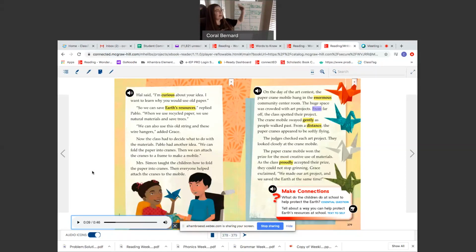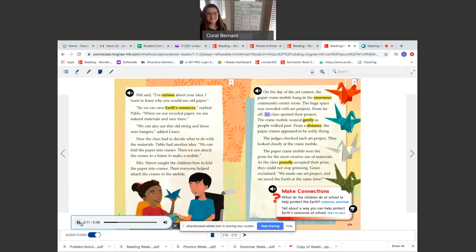Curious, I want to learn more. Earth resources, natural things that the earth gives. Rarely, not often, not a lot. Supply, a collection of materials. Enormous, huge.